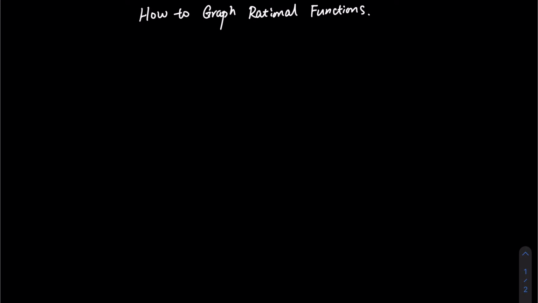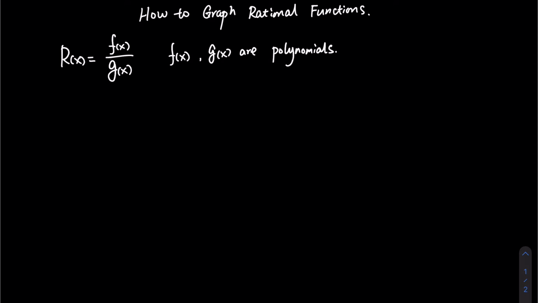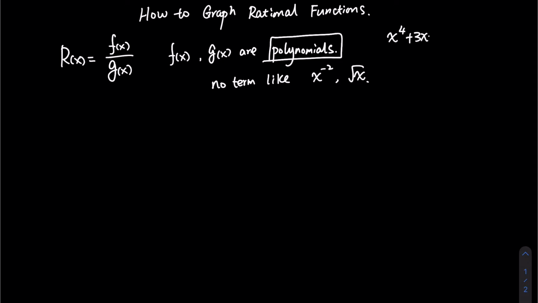In this video, we are going to go over how to graph rational functions. So first, what is a rational function? A rational function r of x equals f of x over g of x. It's a fraction, and both f of x and g of x are polynomials. That means there will be no terms like x to the negative number or square root of x, something like that. So f of x and g of x are polynomials, something like x to the fourth plus 3x plus 2.